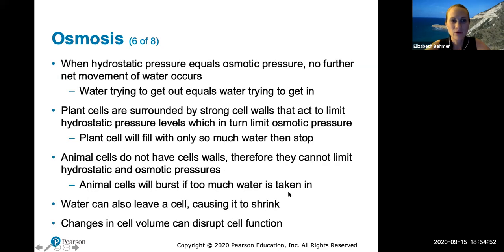This takes you through a little more in depth on hydrostatic pressure dealing with plant and animal cells. Plant cells are surrounded by a really strong cell wall that helps to limit hydrostatic pressure. So plant cells only fill with so much water and then they just stop. Animal cells do not have cell walls, therefore they cannot limit hydrostatic pressure. So animal cells can burst if too much water is taken in, and these animal cells can also shrink if water leaves the cell.